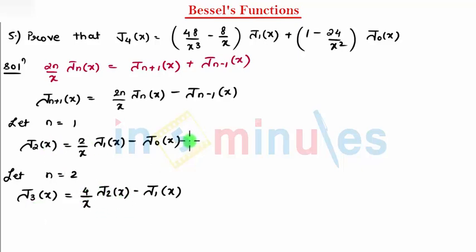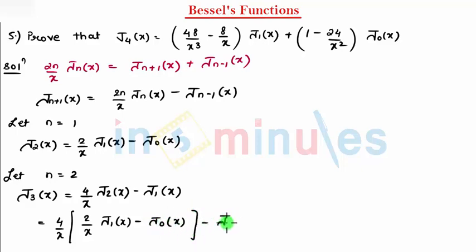Now further, using this, I got J3 of x, where J2 I already got here, so let's substitute this J2 here. So I get 4 by x, J2 of x is 2 by x J1 of x minus J0 of x, and minus J1 of x. Which we get further as 8 by x square J1 of x minus 4 by x J0 of x minus J1 of x.